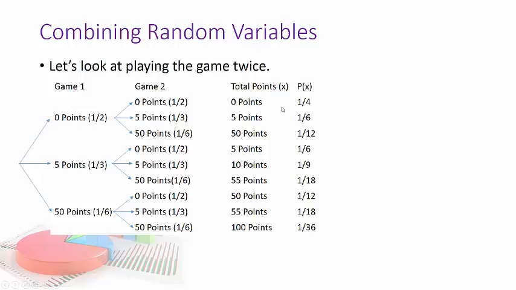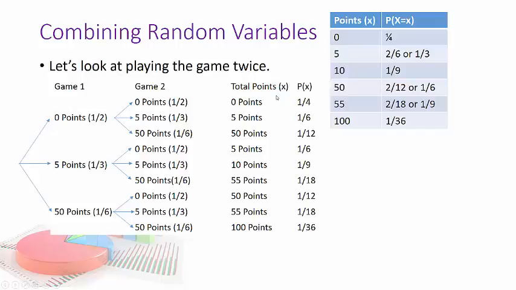And basically, I'm going to combine these into a probability model by saying, okay, how many of these had 0? Well, only one of these had 0 points, and that was 1/4, right? Which I got by 1/2 times 1/2. I had 2 outcomes where I got 5 points. So that's 2 out of 6, or 1/3. For 10 points, there was only one way to do that, to get 5 points on the first game and 5 points on the second game. That was 1/9 when I multiplied those probabilities.